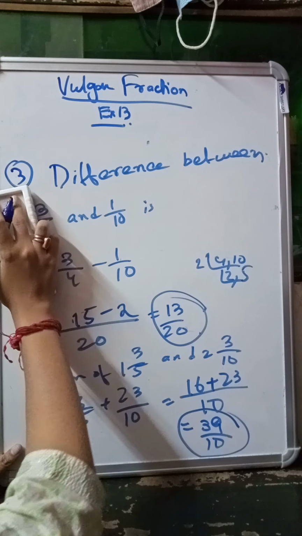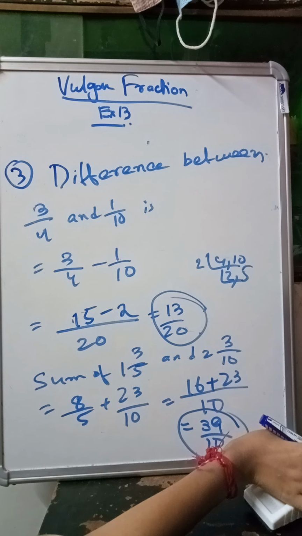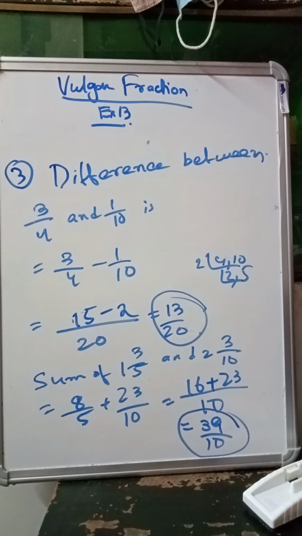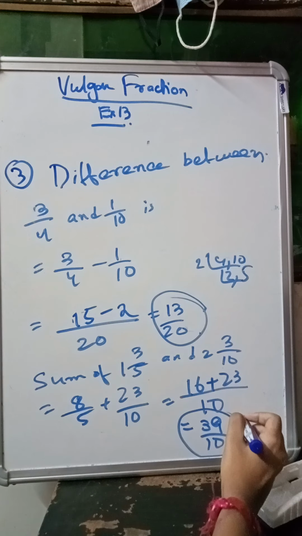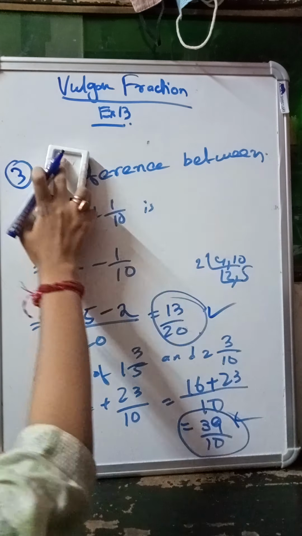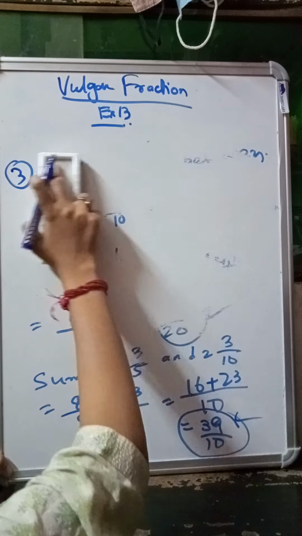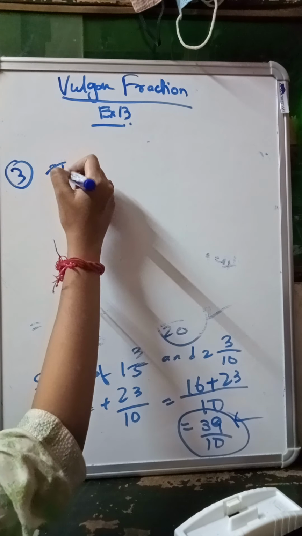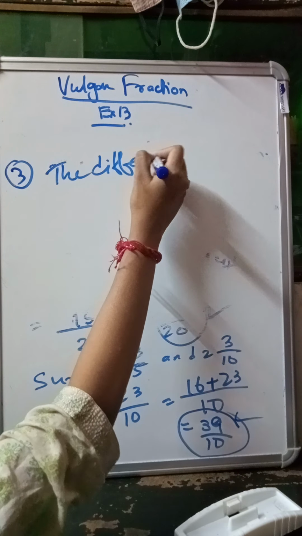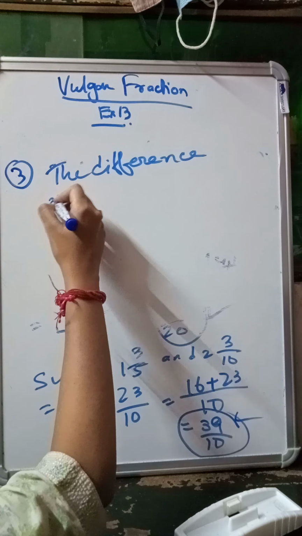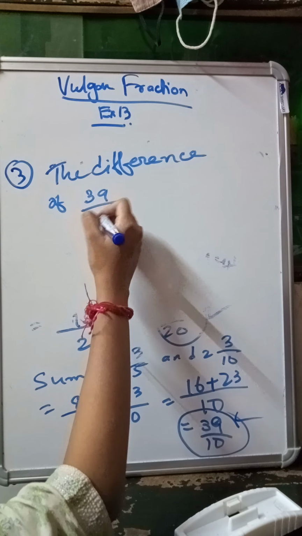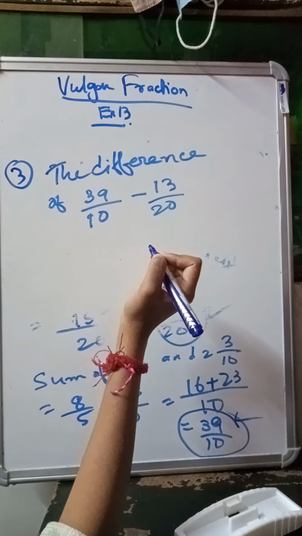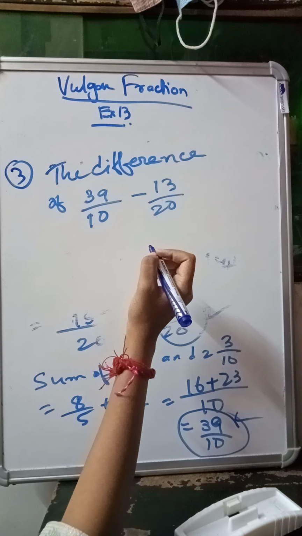Okay, now we have to subtract. Here it is said how many times the difference between 3 by 4 and 1 by 10 may be subtracted from the sum. So from this sum we have to subtract this difference.